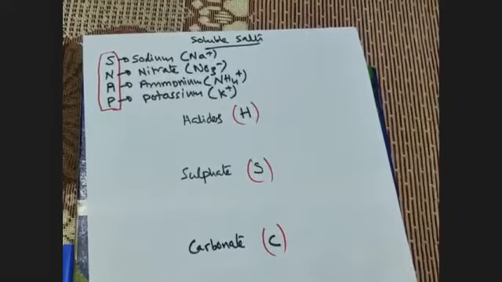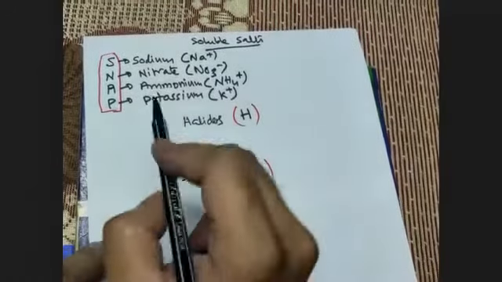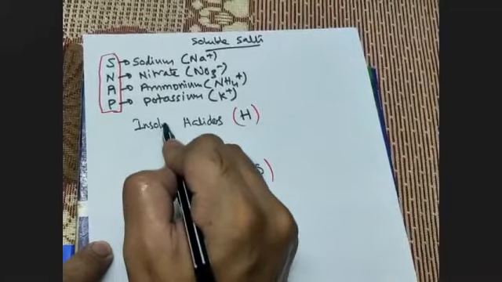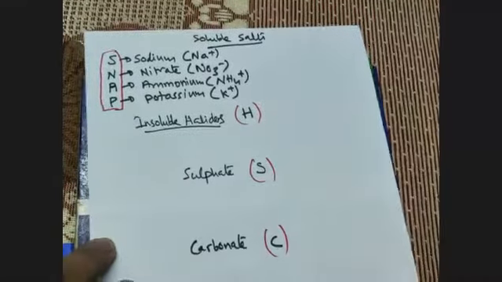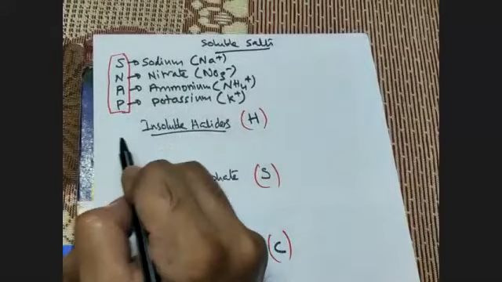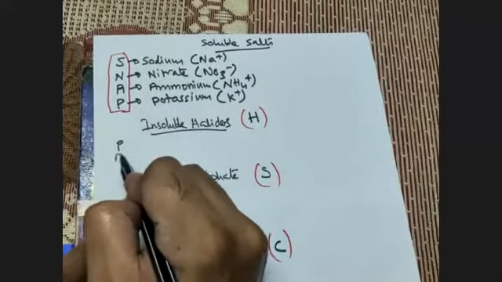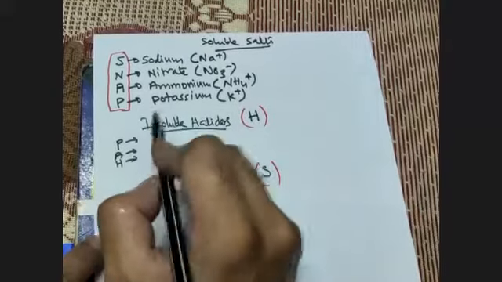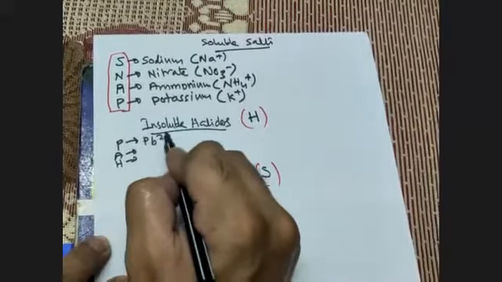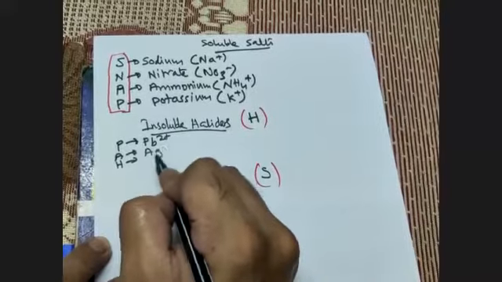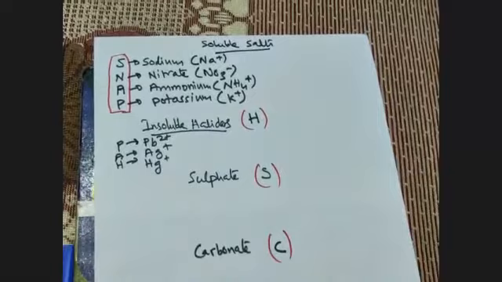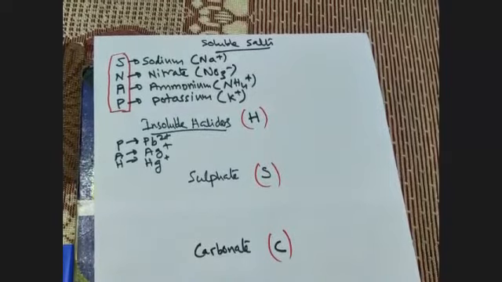ওকে, সো ফার্স্ট অফ অল আমরা কি insoluble halide নিয়ে কথা বলবো. Now we'll look at which are the insoluble halides. So insoluble halides are PAH. ঠিক আছে, so PAHটা কি? P is for lead, A is for silver, and H is for mercury. Got it? ঠিক আছে, so these are the insoluble salts for halide.